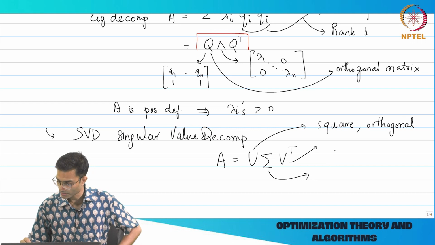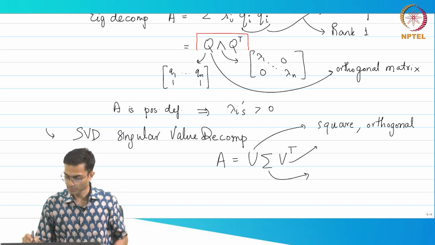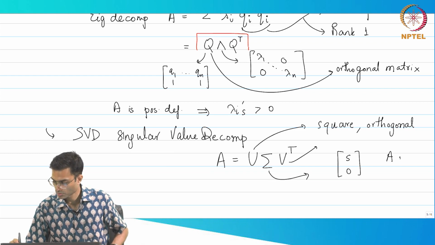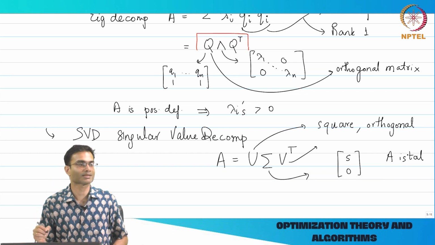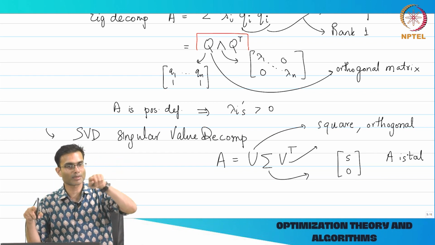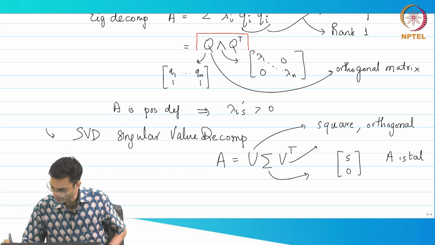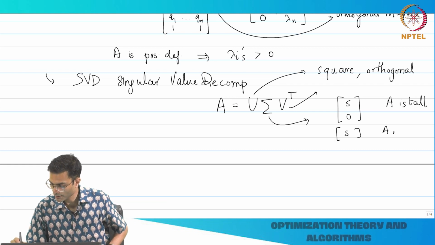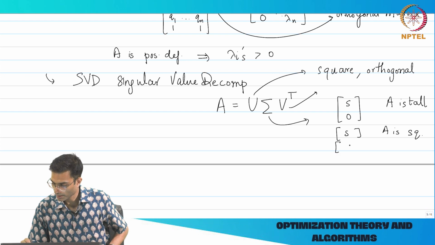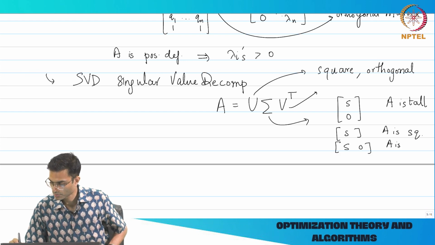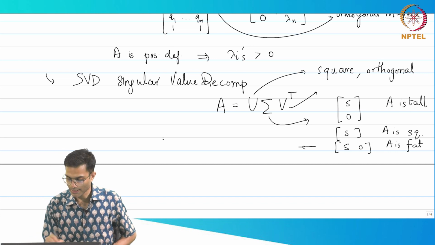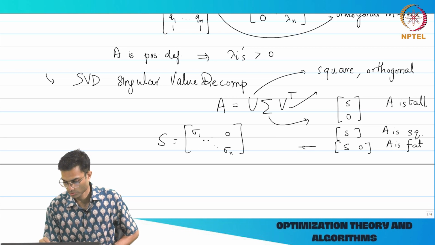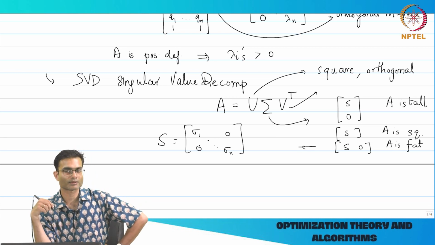So what are the choices like? If A is, for example, a tall matrix, sigma will be like this. S is a diagonal matrix, sigma 1, sigma 2 up to sigma n. So I'll write it out fully. This is if A is tall. S if A is square, and S and 0 if A is fat. And S is simply a diagonal matrix of singular values.